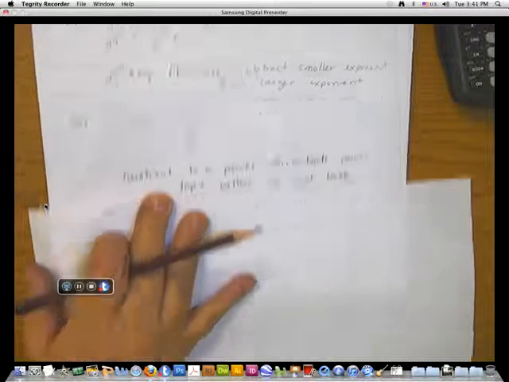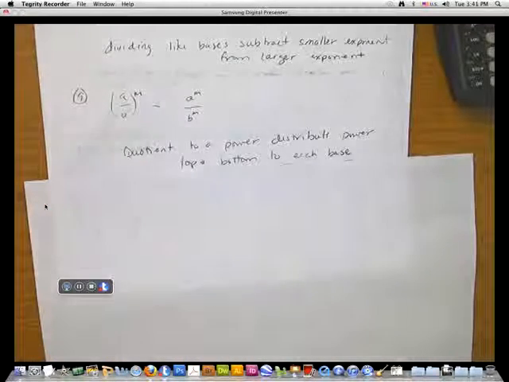And the last one says that if I'm dividing and I have a power on the outside, I get to distribute that power, much like the product rule of rule number 3, where I got to distribute that power to a product. I get to distribute the power to a quotient.